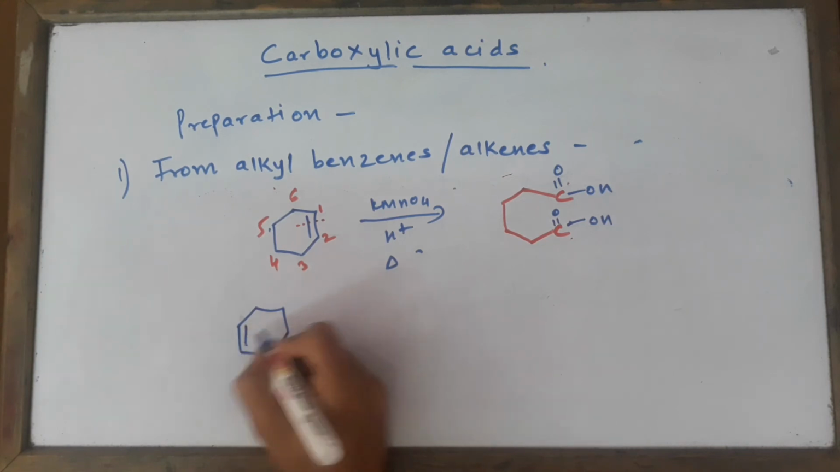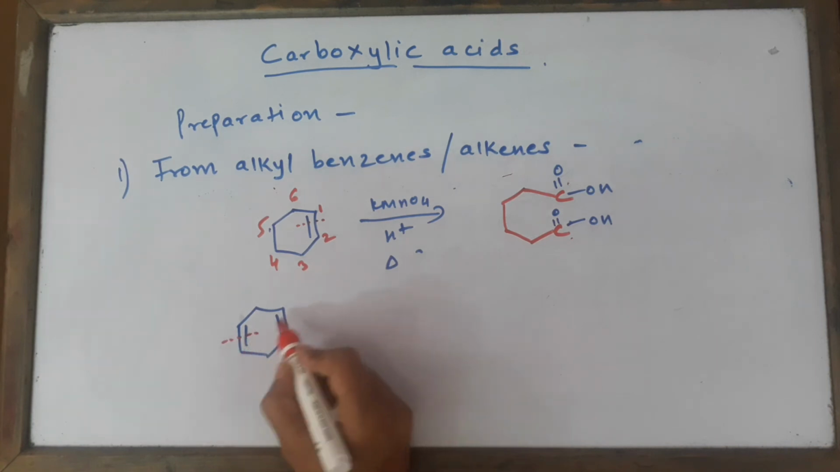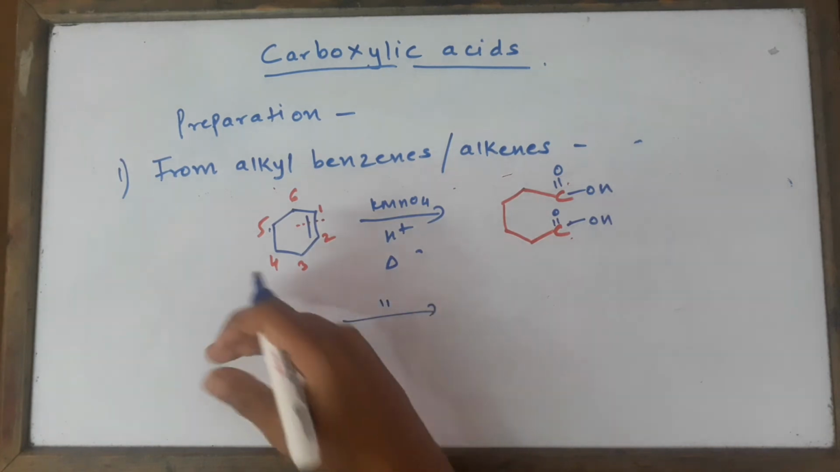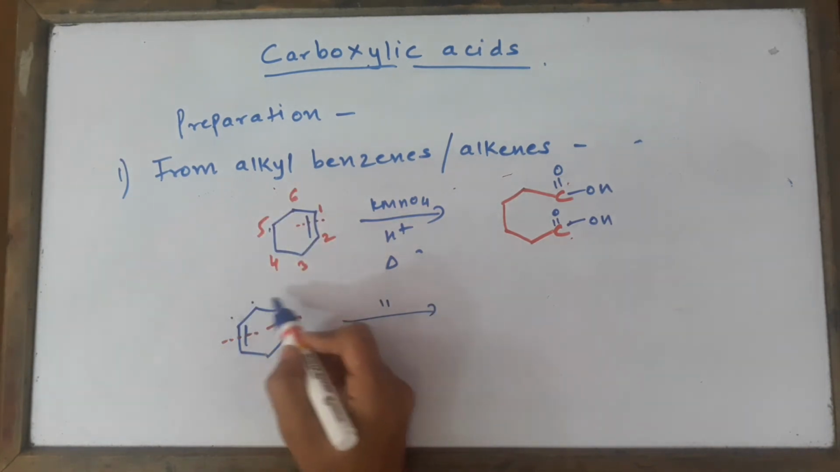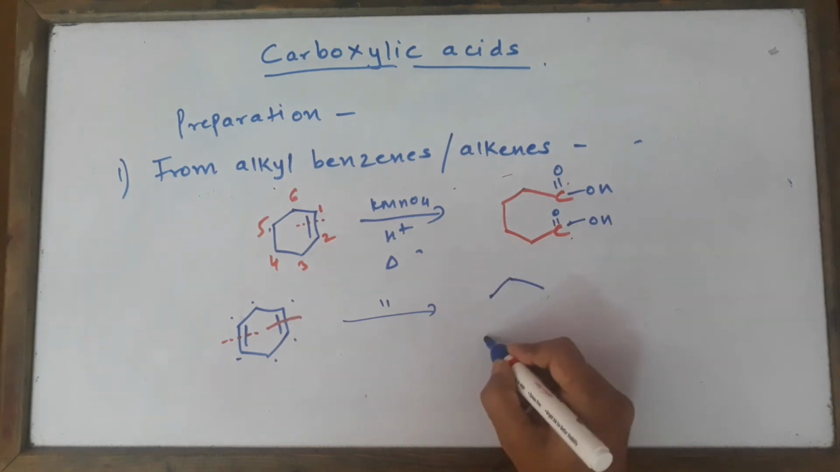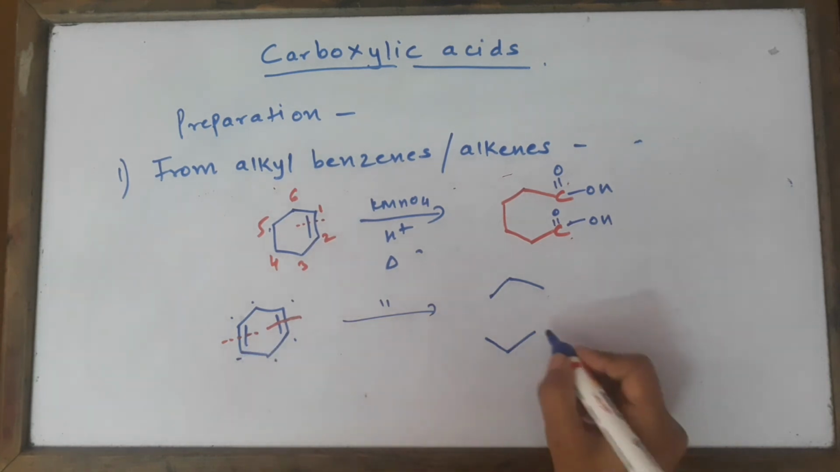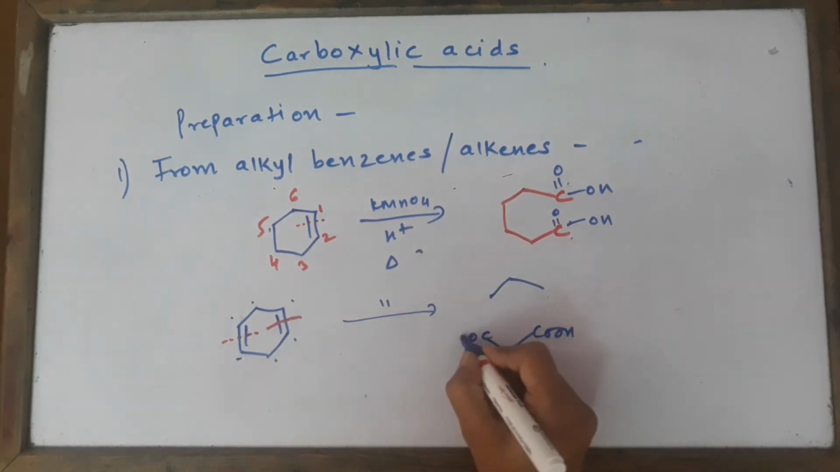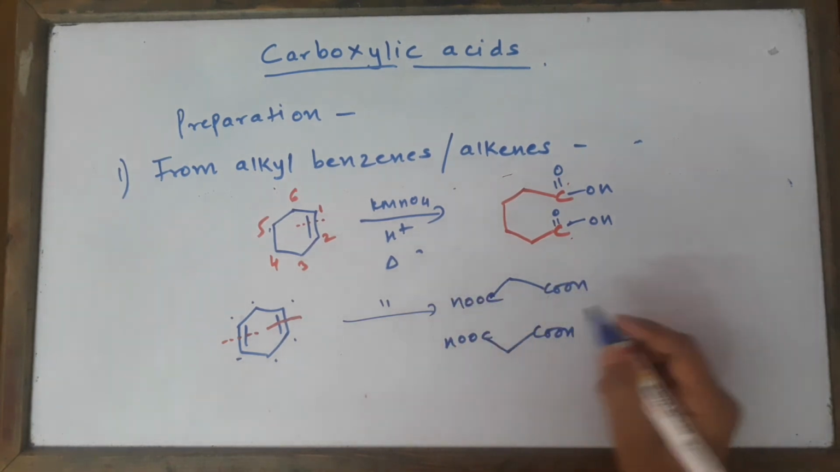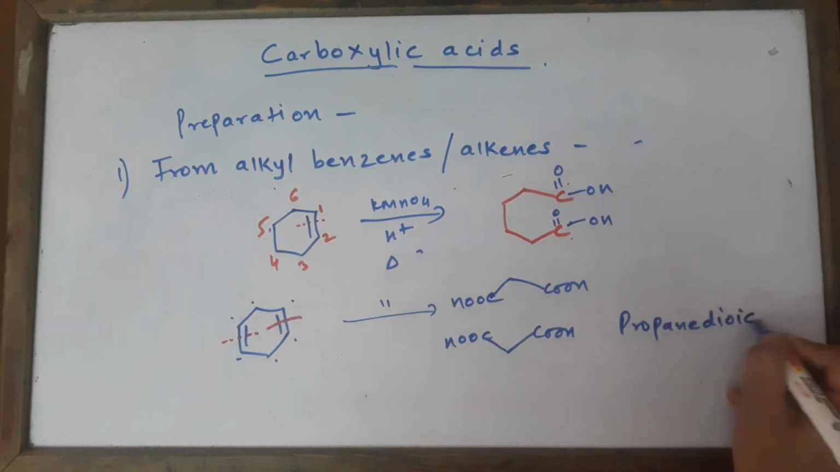Let's take another one. Here also we can see that they have just added 2 double bonds. So naturally we have to break them the same way as we did in this one, and we'll be getting 2 fragments containing 3 carbon atoms each: 1, 2, 3 and 1, 2, 3. The terminal carbon atoms you have to write down as COH, COH. In the same way over here also, COH, COH. So we get propane dioic acid. Look at the name also.